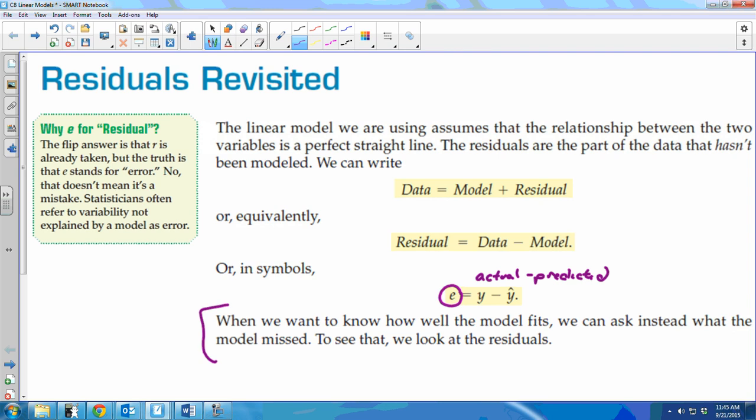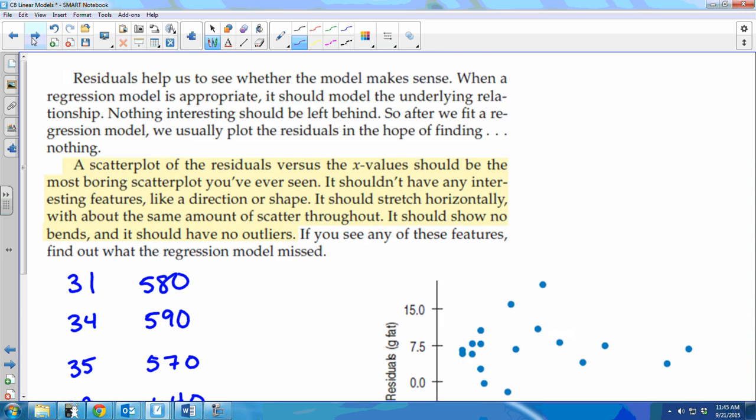We want to know how well the model fits. We can ask instead what the model missed. And so what we're going to do today is talk about residuals plots. Okay? Any questions about how to calculate a residual? All right. So residuals help you to see whether the model makes sense.